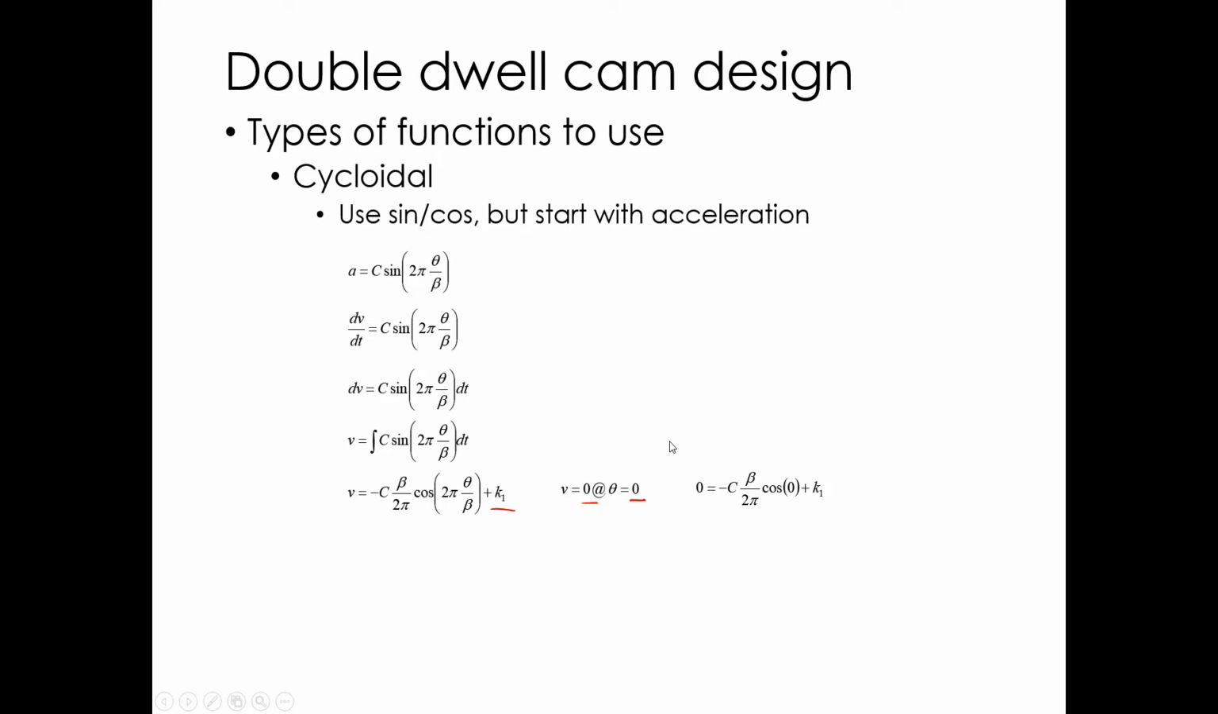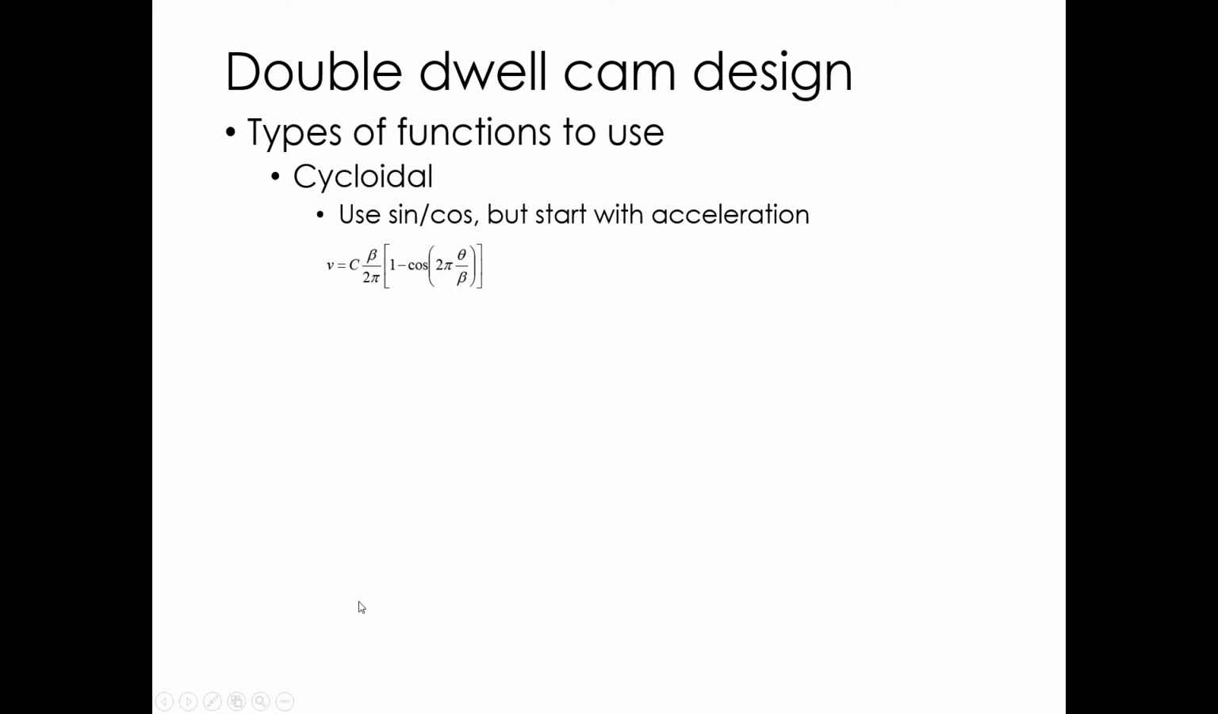That allows me to solve for my constant, and I get K1. So plug in V is 0, theta is 0 into this equation, and it simplifies down to this, and I can solve for that constant K1. So go ahead and plug that in. I can factor out here, I get this beta over 2 pi that I can pull out of this thing and simplify it a little bit.